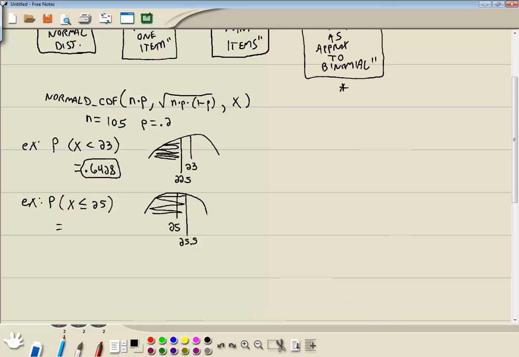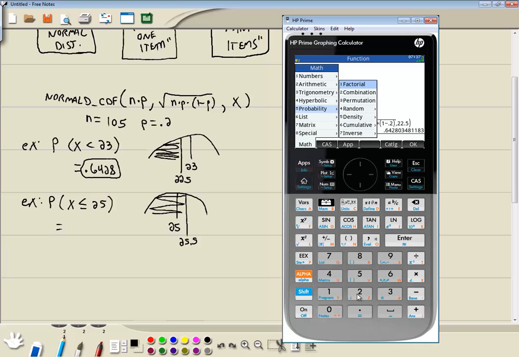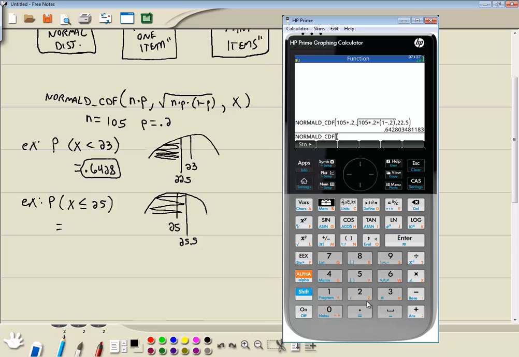So now we're ready to plug it in. Our HP Prime is requiring us to do the area to the left. So I'm going to come here and do my toolbox. Choose 5 for probability. Choose 6 for cumulative. Choose normal. Put in my mean, which is n times p. So I got 105 times 0.2, comma, then the square root.